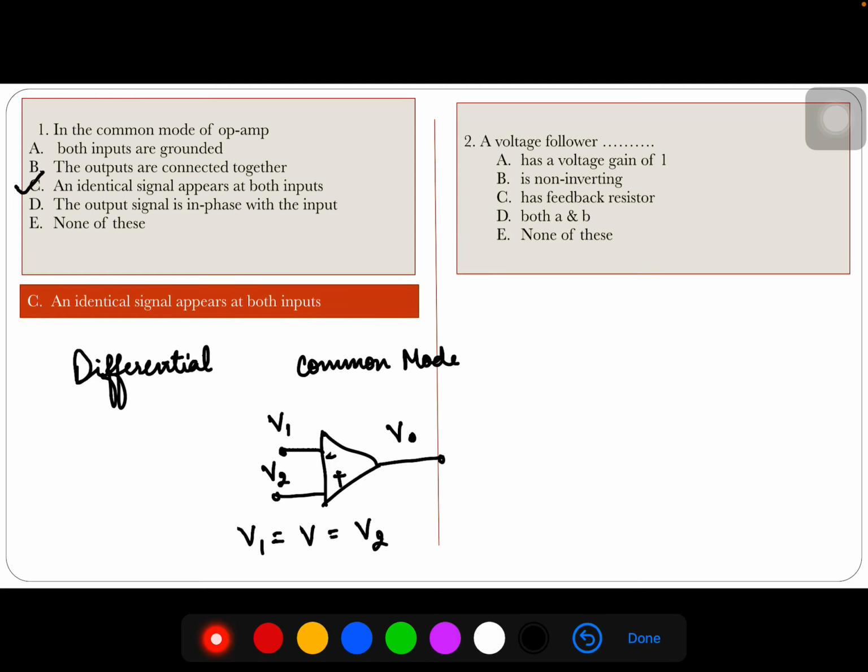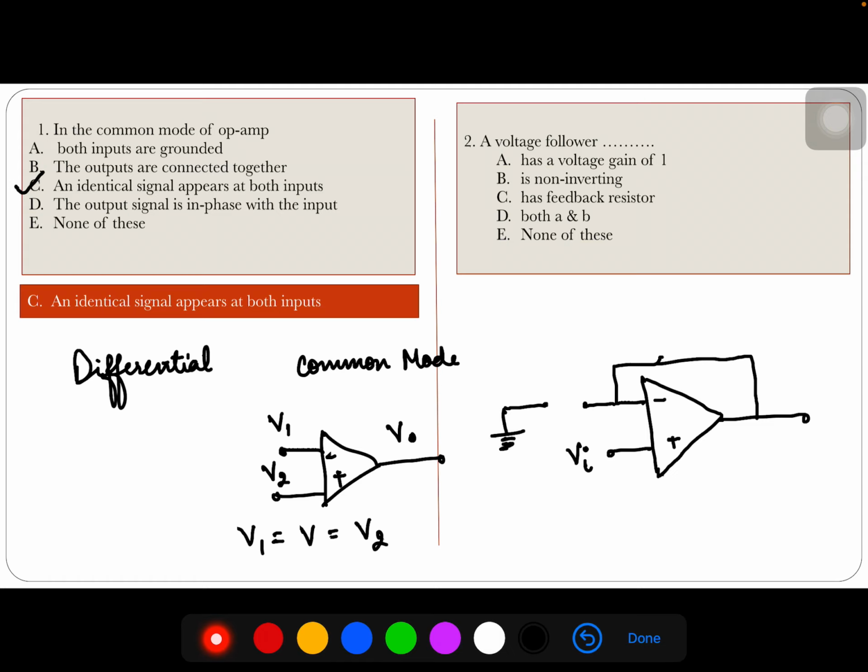Next question. A voltage follower has a voltage gain of 1, non-inverting, has feedback resistor, both A and B, or none of these. First of all, what is a voltage follower? A voltage follower is another name for a unity gain amplifier, where the feedback is short circuited and the input voltage is applied at the non-inverting end.